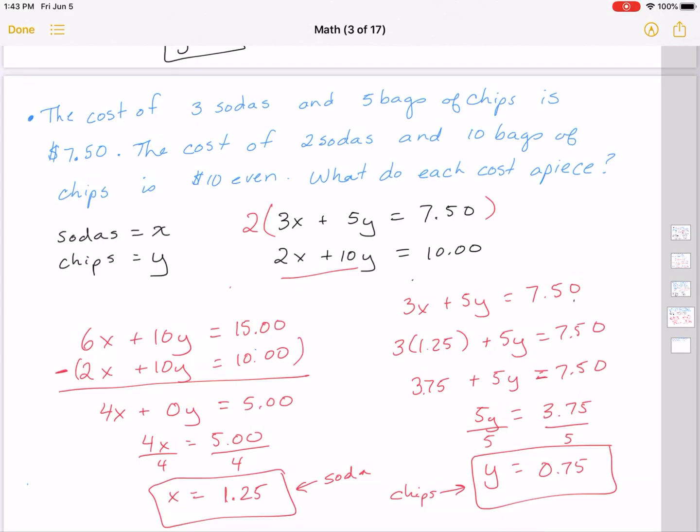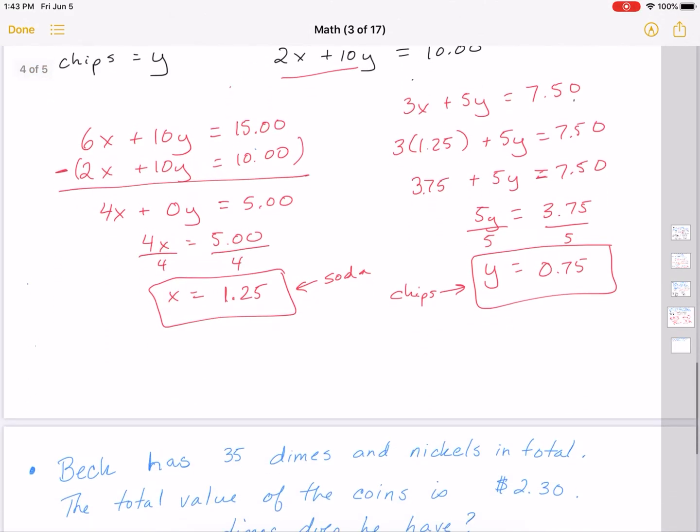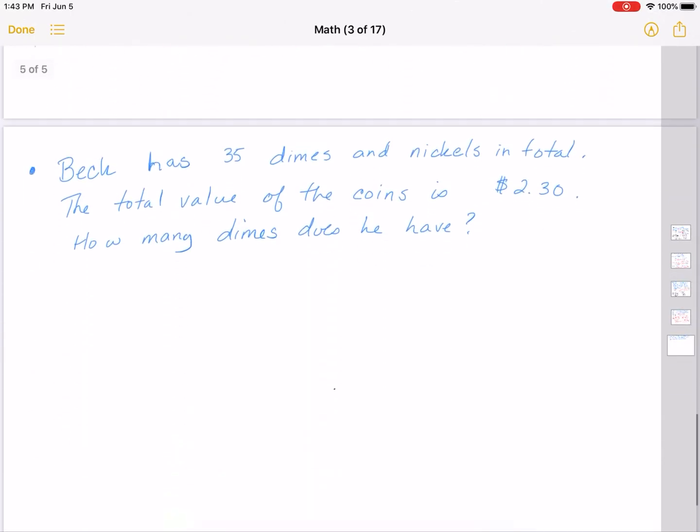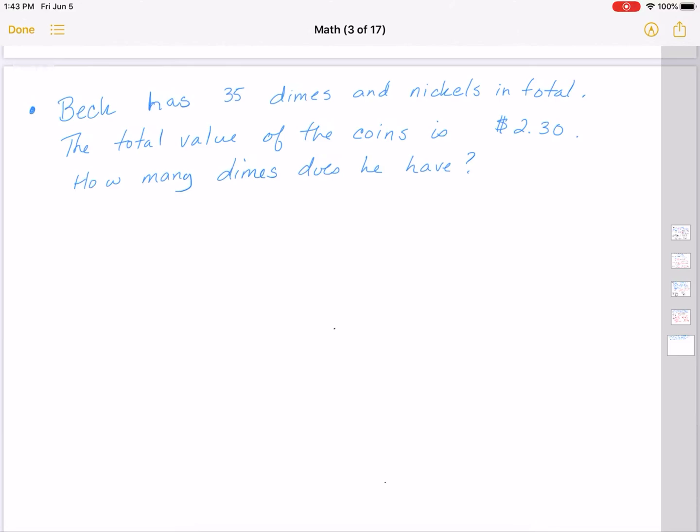Alrighty. So let's look at the next question. You always should verify though. Now this one's just to get a peek of it. This is a money question. So Beck has 35 dimes and nickels in total. Total value of the coins is $2.30. How many dimes does he have?